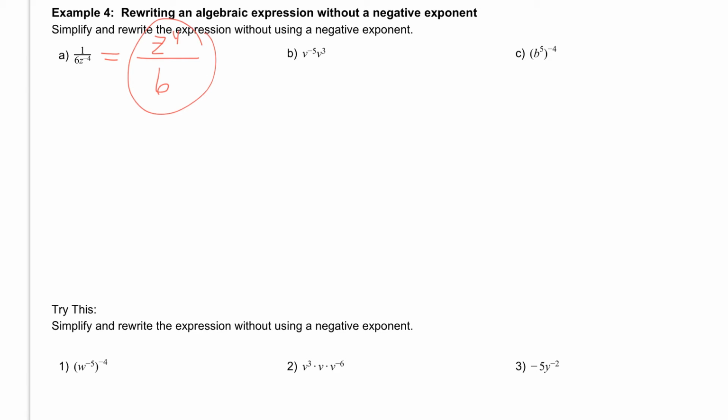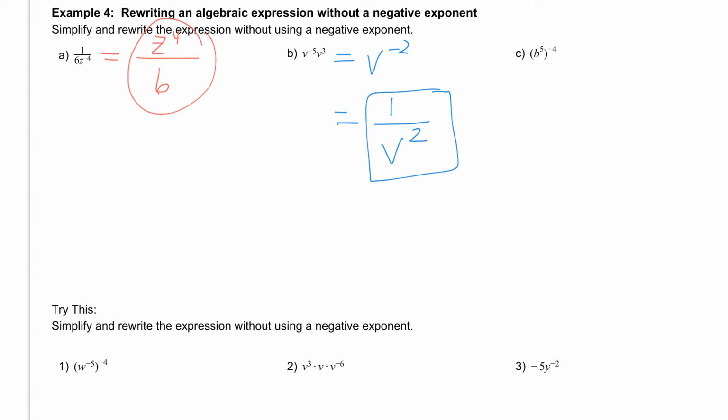Let's take a look at letter B. We have v to the negative 5 times v to the 3rd. We can add these first together, and that will give us v to the negative 2. And then we can see that we have a negative exponent, and since that v to the negative 2 is in the numerator, we need to move it to the denominator for it to become positive. So we get 1 over v to the 2nd.